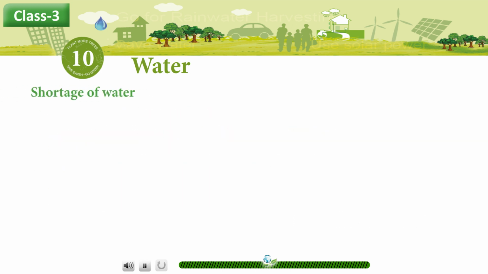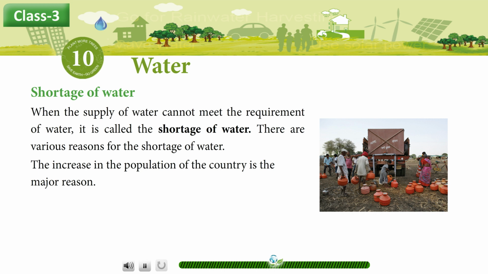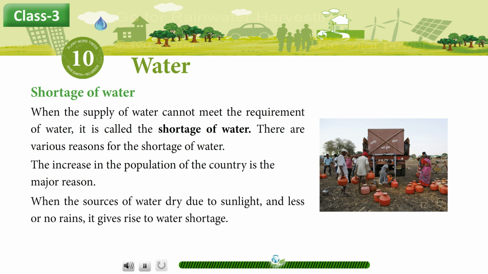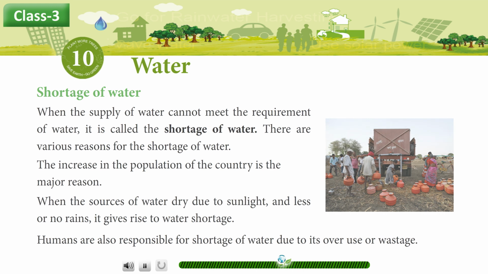Shortage of water. When the supply of water cannot meet the requirement of water, it is called the shortage of water. There are various reasons for the shortage of water. The increase in the population of the country is the major reason. When the sources of water dry due to sunlight and less or no rains, it gives rise to water shortage. Humans are also responsible for shortage of water due to its overuse or wastage.